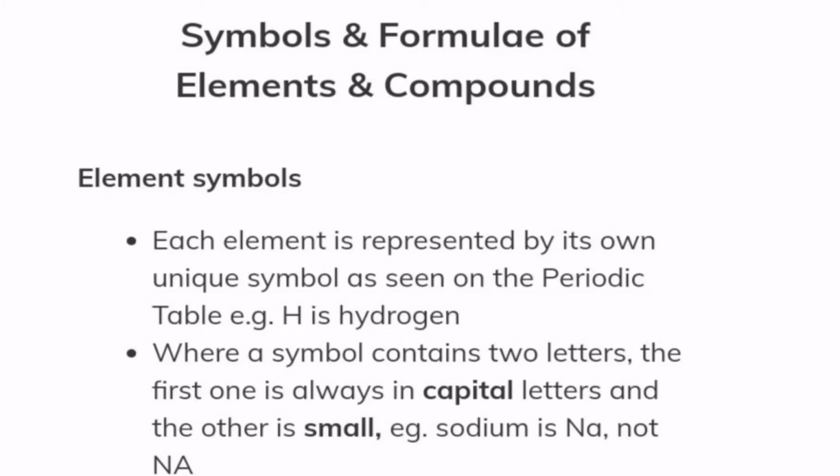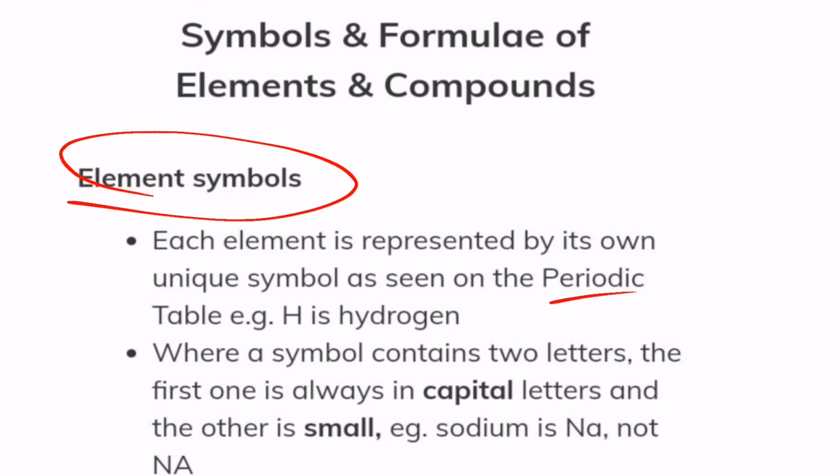Let's start by looking at symbols of elements. Each element is represented by its own unique symbol as seen on the periodic table. For example, we have hydrogen in the periodic table. We have different elements: magnesium, sodium, iron, copper, cobalt. So there are a lot of elements found in the periodic table, and we use a certain symbol to represent those elements.